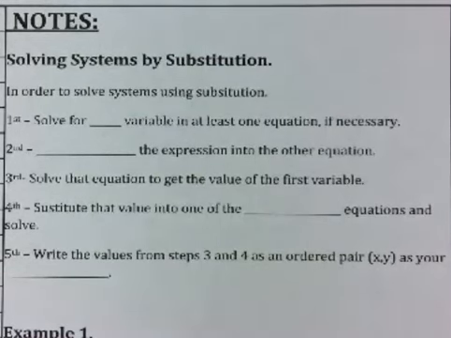And then the last thing we need to do, the fifth thing, is to write the values from steps 3 and 4 as an ordered pair, just like I showed you here, (x, y), and that is your solution. (x, y) as your solution.